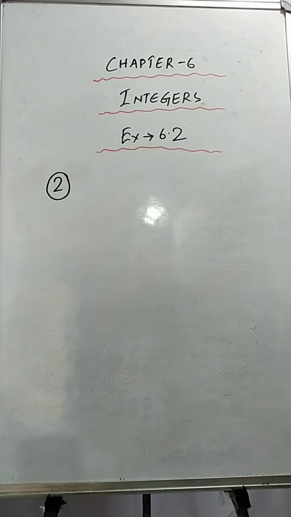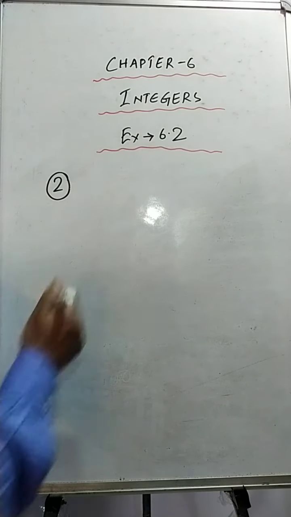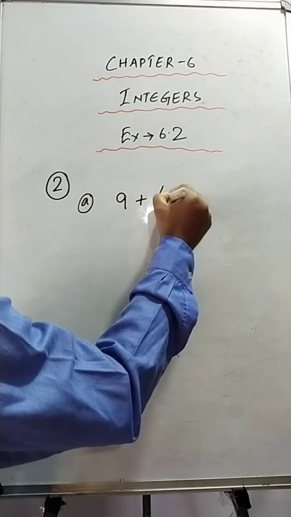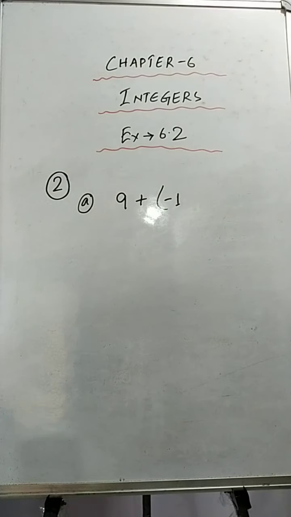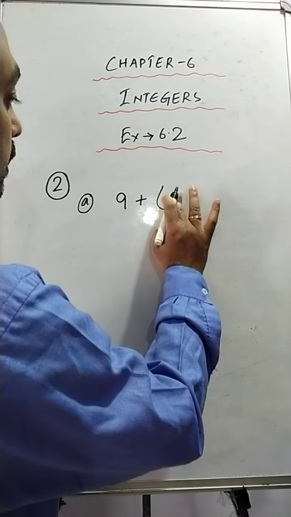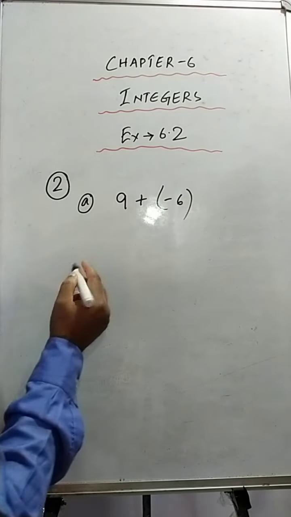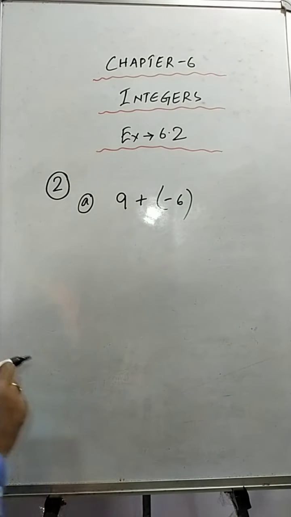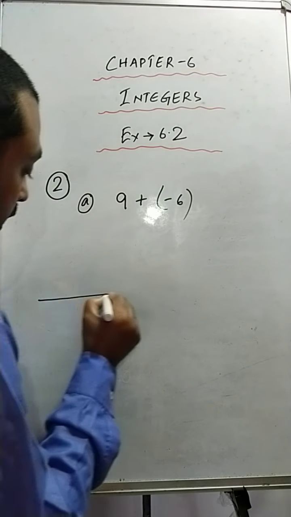Now in question number 2 we have to use a number line and add the following integers. So what is sum number A? We have 9 plus minus 6. We have to do this solution with the help of a number line, so first of all we'll draw one number line.